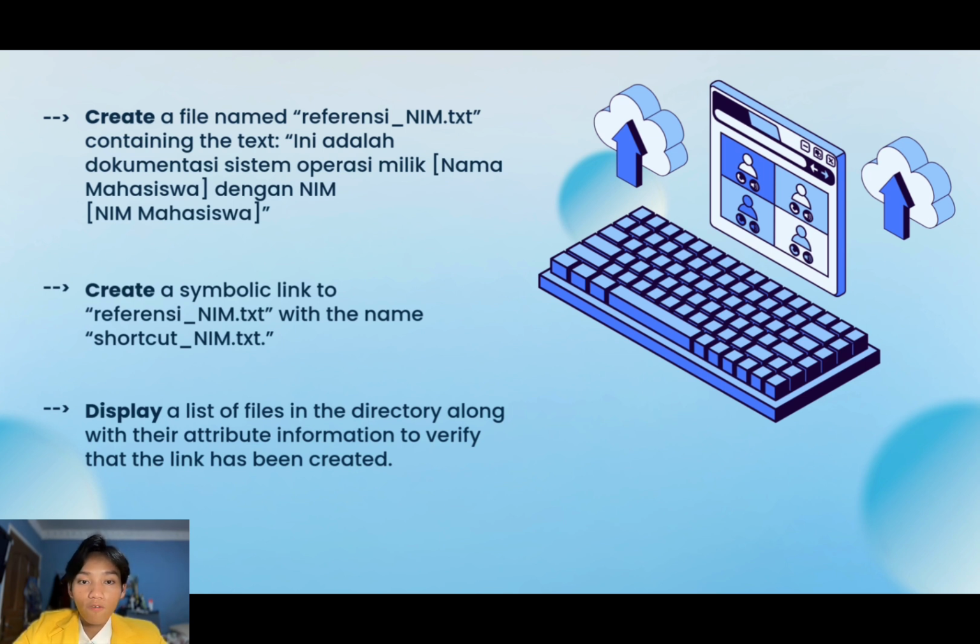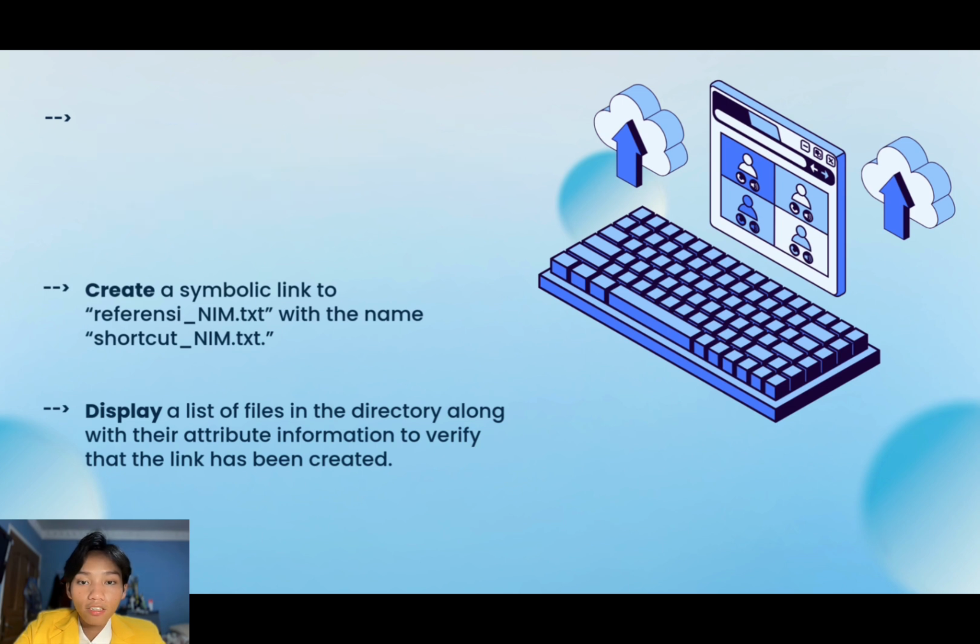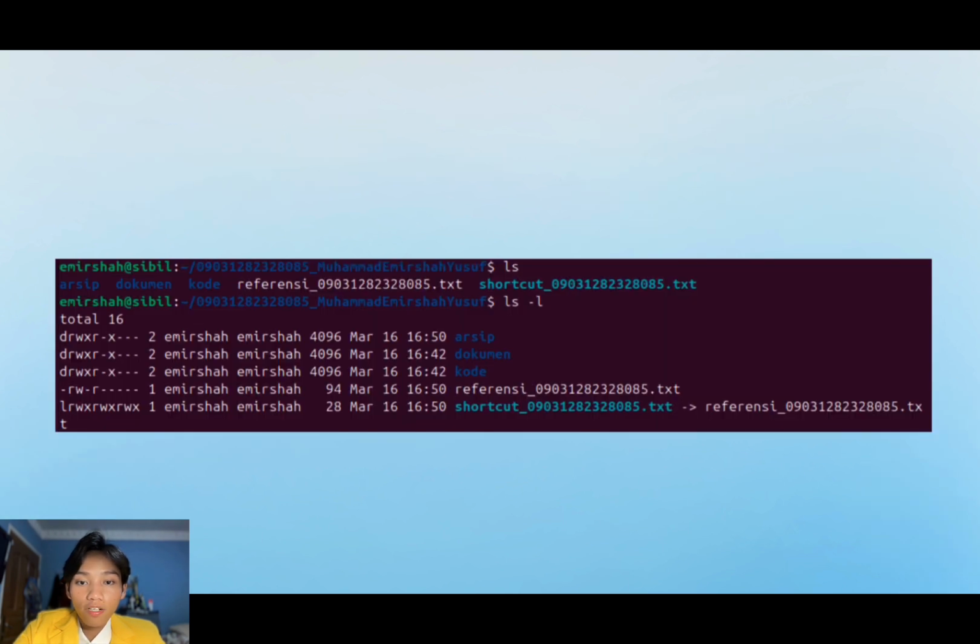Now, we will verify the presence of the symbolic link using the ls -l command, which reveals that the shortcut with my student ID txt is a symbolic link pointing to the reference with my student ID. Now, as you can see on the terminal, this is the output.